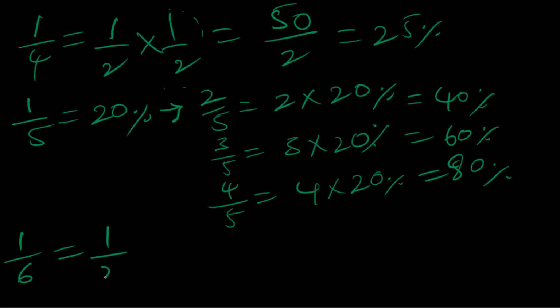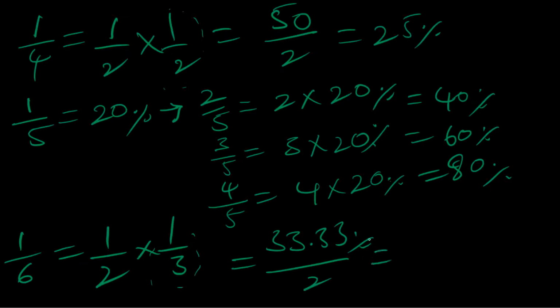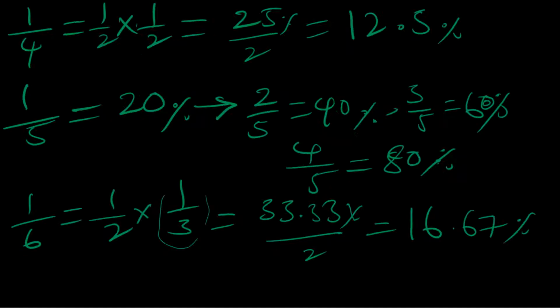Then go for the next fraction conversion, 1 by 6. 1 by 6 you can write as 1 by 2 into 1 by 3. We know 1 by 3 means 33.33%, divided by 2, so simply 16.67%. The next fraction, from the 1 by 6, we get 2 by 6 also. 2 by 6 is simply 1 by 3. So we know 1 by 3.